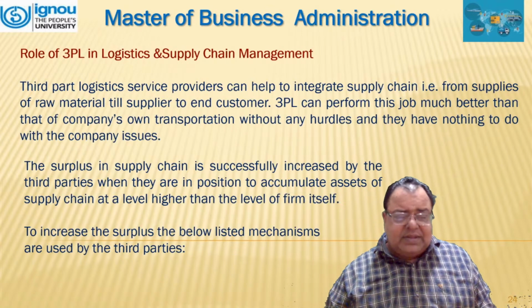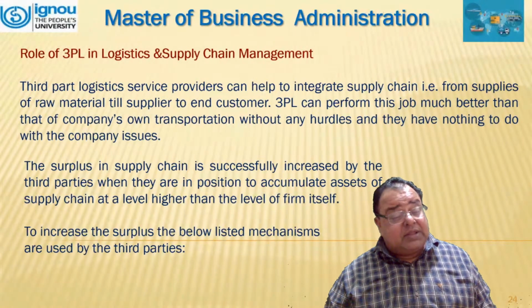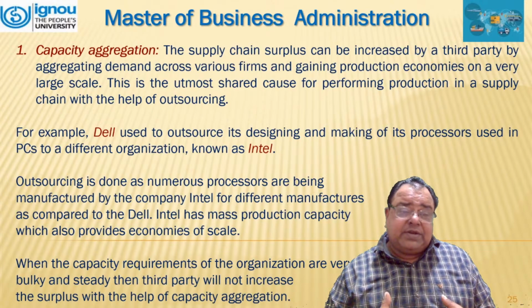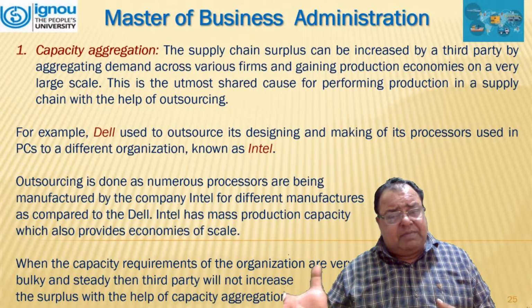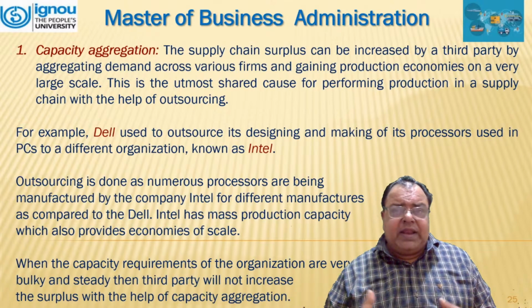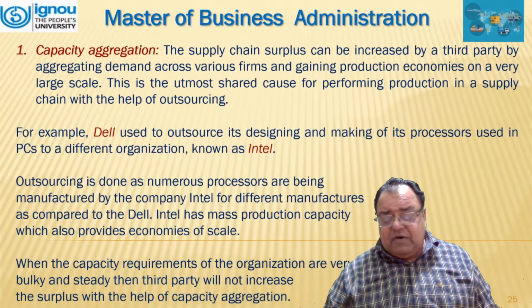And to increase the surplus, the below listed mechanisms are used by third parties. That is capacity aggregation. The supply chain surplus can be increased by third party by aggregating demand across various firms and gaining production economies on a very large scale. This is the utmost shared cost for performing production in a supply chain with the help of outsourcing.